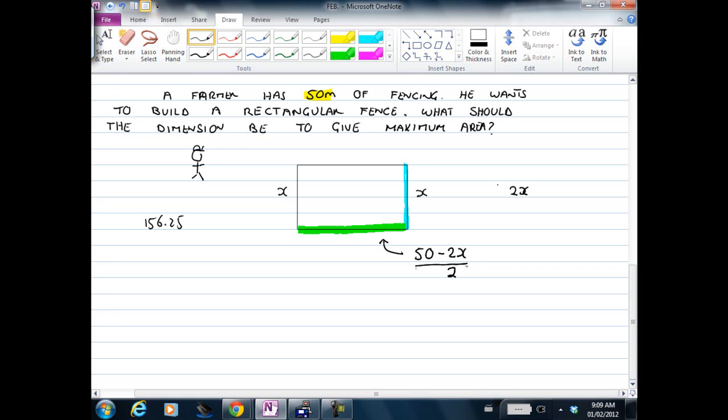That's where it's tricky. Now let's simplify. This is too messy right now. So let's simplify this as 25 minus x. Would you agree? So this missing side right here really is 25 minus x. So let's draw my rectangle again.